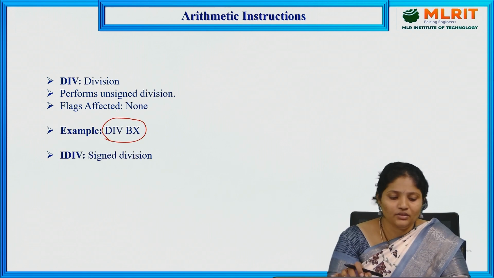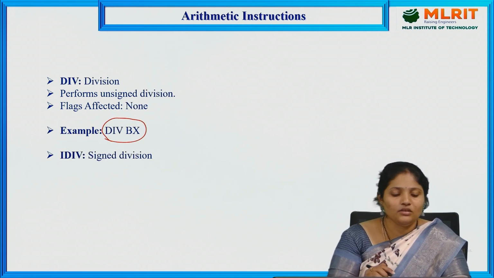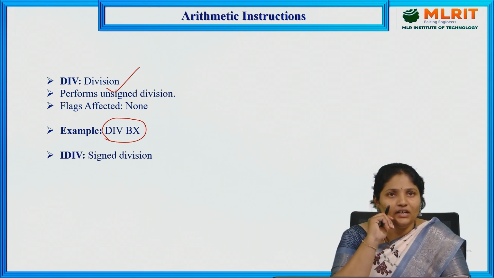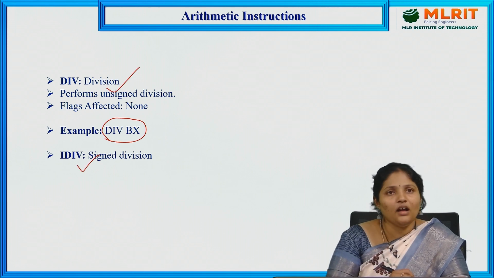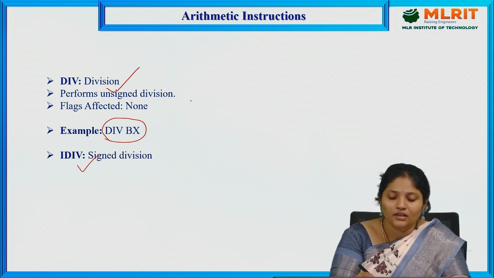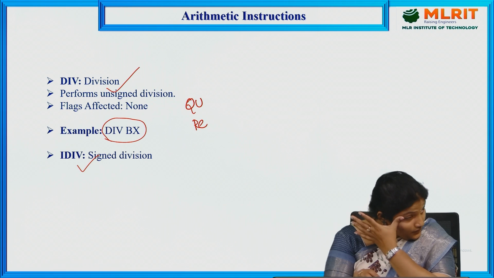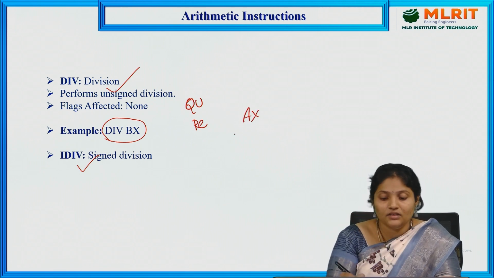Next, coming to the division operation. Here also there are two types of division operations: DIV, where normal unsigned division is performed, and IDIV, where signed division is performed. Here also for division operations we get two outputs, one is the quotient and another is the remainder. The main output will be the quotient. This output will be stored in the AX register and the remainder will be stored in the DX register.